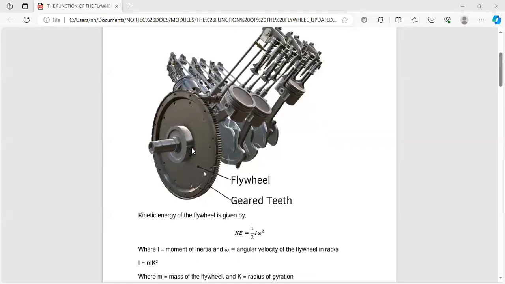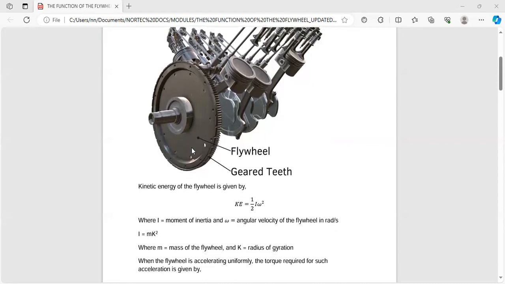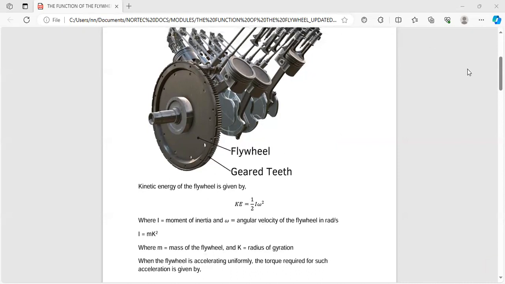Now, we know the formula for kinetic energy is half mv squared. When we come to rotational energy, we're talking about half I omega squared. What this means is that you need to have this I, which is the moment of inertia. Then you also need to know at what speed it is rotating. Then you put them together. And this angular velocity must be in radians per second.